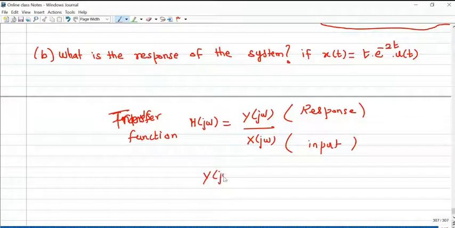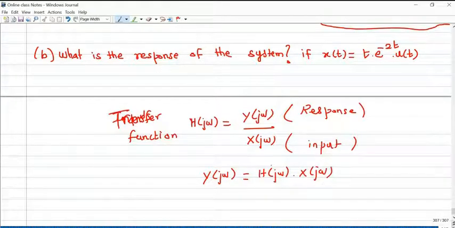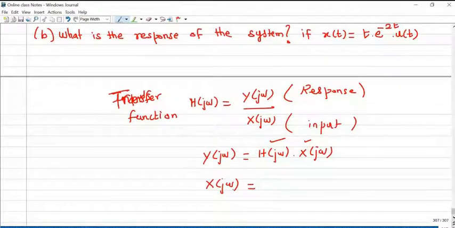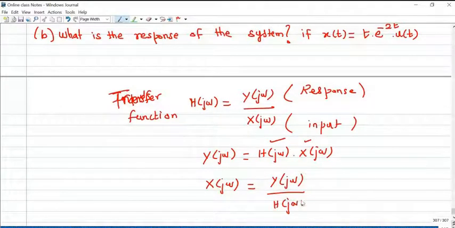Suppose you want to calculate Y of j omega, that is equal to H of j omega times X of j omega. If the impulse response and the input to the system are given, then we can find the output or response of the system. Or find the input of the system, provided the transfer function and Y are given: X of j omega equals Y of j omega divided by H of j omega.